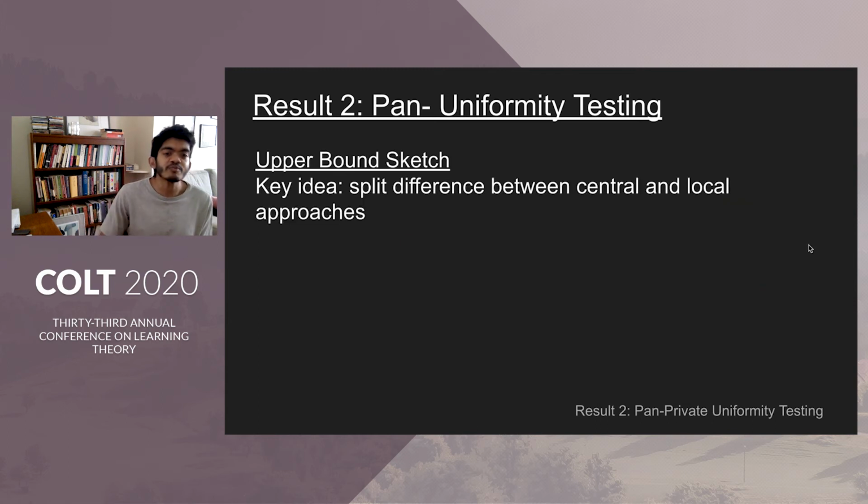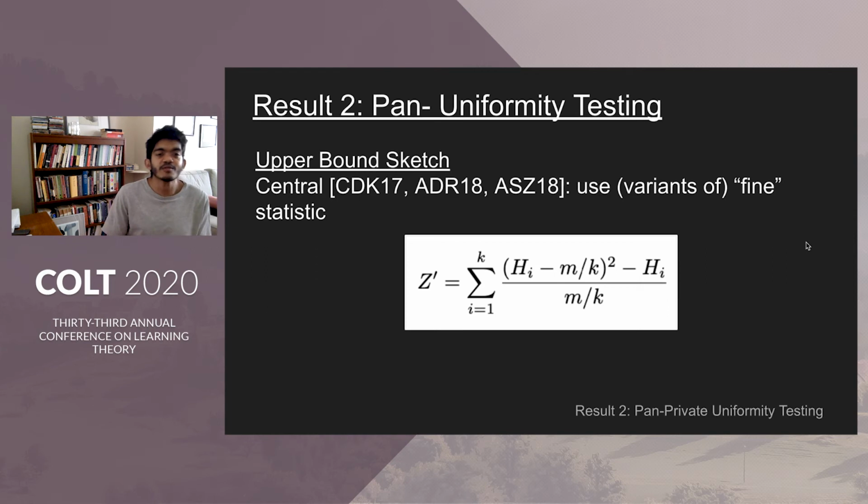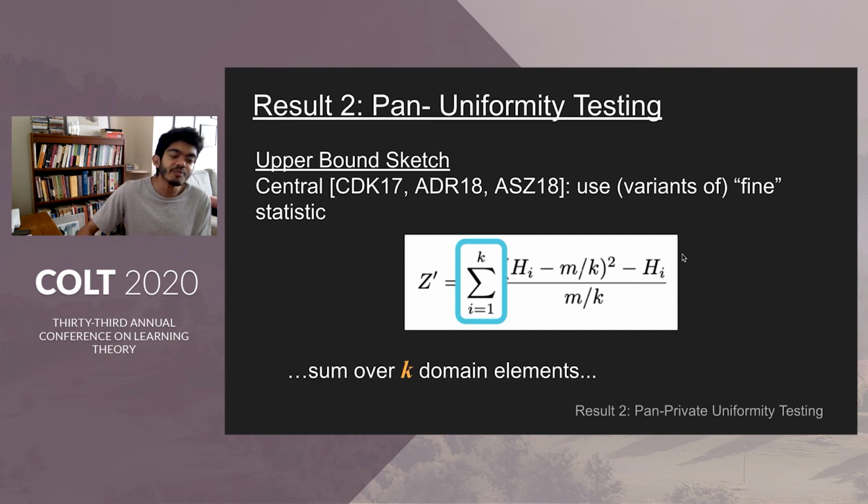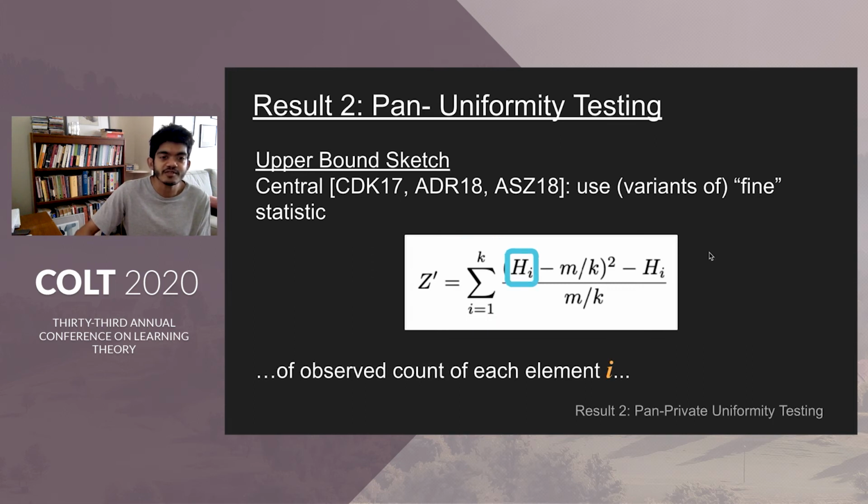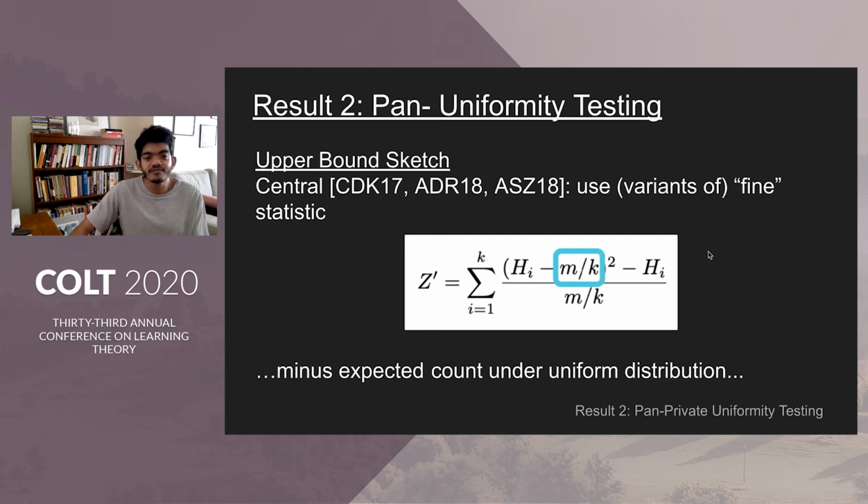So the sketch for the upper bound is, well, the main idea is to split the difference between the central and local approaches that we just saw. For example, many of these central approaches use some variant of a fine statistic. So for example, you might compute the following statistic. You sum over the K domain elements of the observed count of each element I in all the samples you took, and then you subtract off the expected count under the uniform distribution.